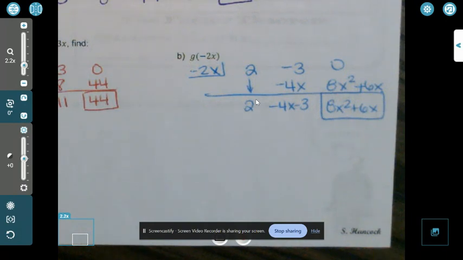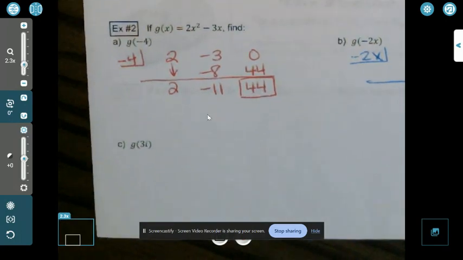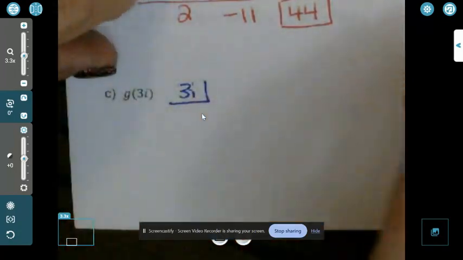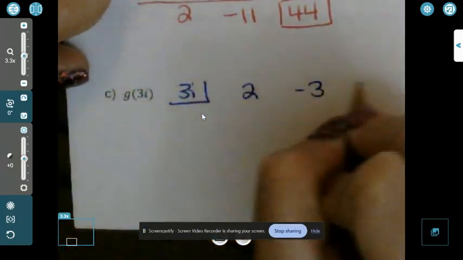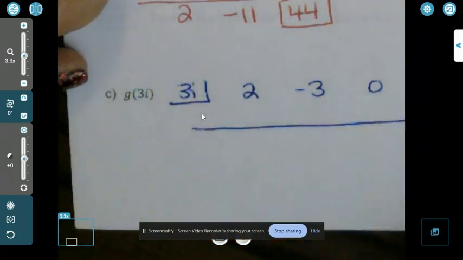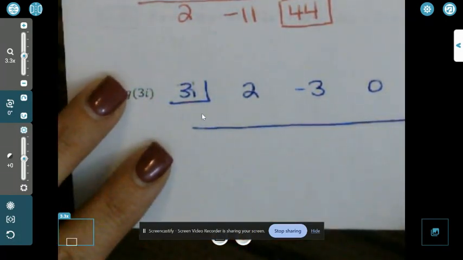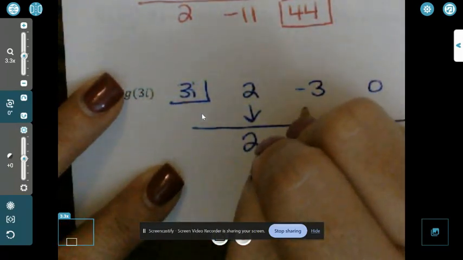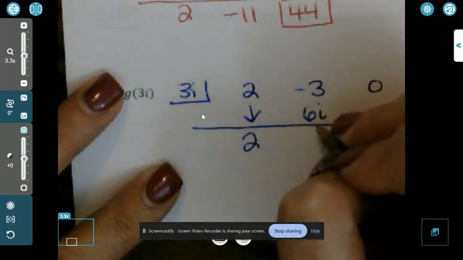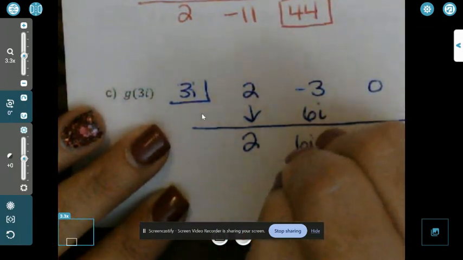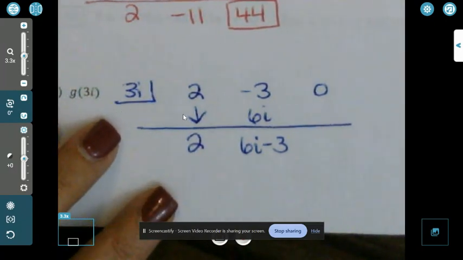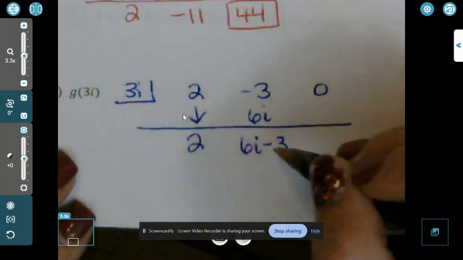Again, pause the video when you need to. Okay, right here we're going to try g of 3i. That means 3i is going to go in our box, and we're still using 2, -3, and 0. So here we go. 2 comes down. 3i times 2 is 6i. -3 plus 6i is going to be 6i minus 3. You can do -3 plus 6i, it doesn't matter. And then we're going to do 3i times 6i minus 3.